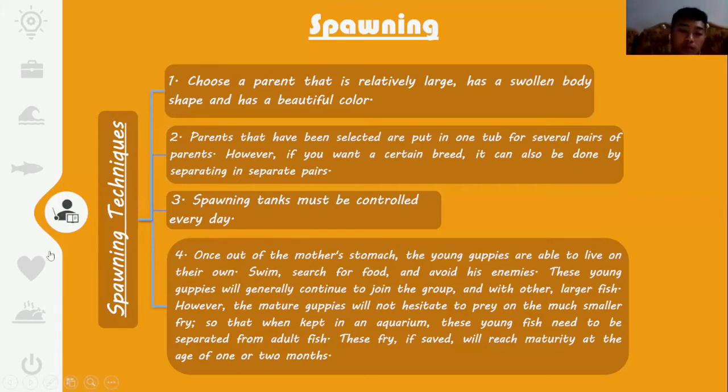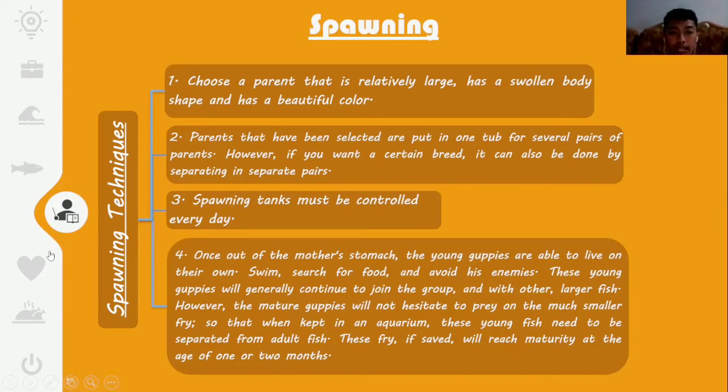And the last, once out of the mother's stomach, the young guppies are able to live on their own, swim, search for food, and avoid their enemies. These young guppies will generally continue to join the group with the other large fish. However, the mature guppies will not hesitate to prey on the much smaller fry, so when kept in an aquarium, these young fish need to be separated from adult fish. This fry, if saved, will reach maturity at the age of 1 or 2 months.